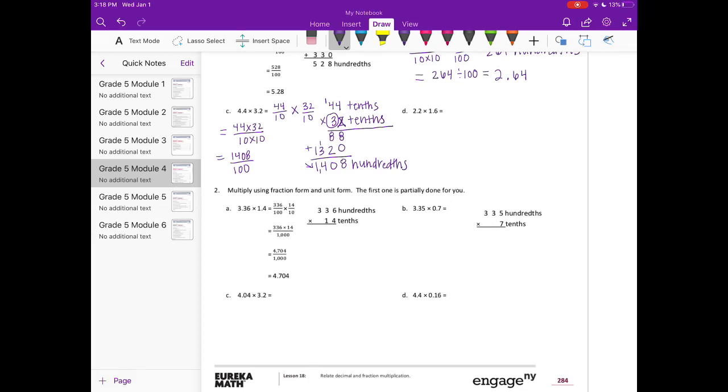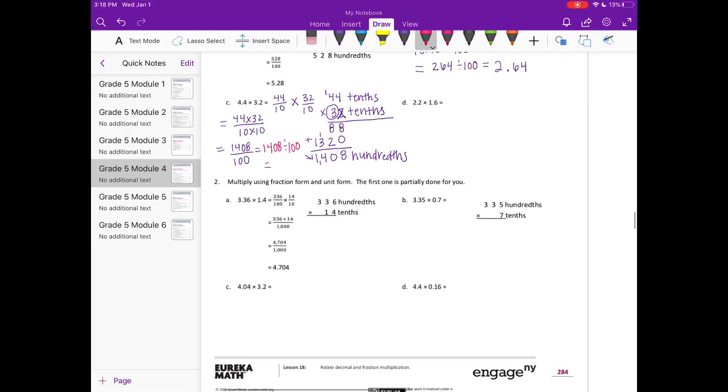But we want to actually figure out what that answer is. So if we do 1,408 divided by 100, we just need to shift the decimal point, or shift the digits 2 places, because we're dividing, we're shifting the digits 2 places to the right. So we have 14 and 8 hundredths, or 1,408 hundredths.